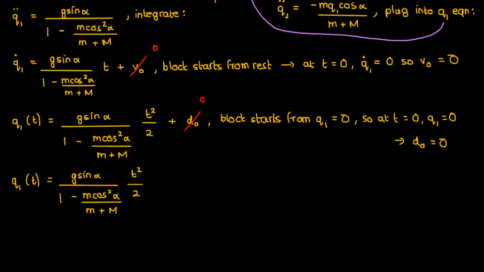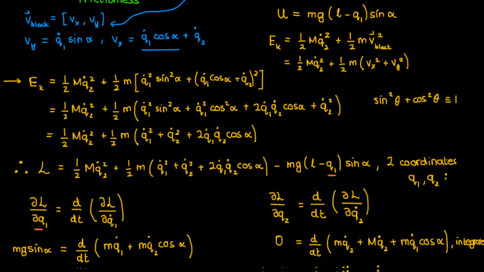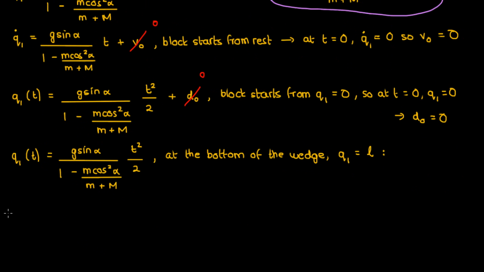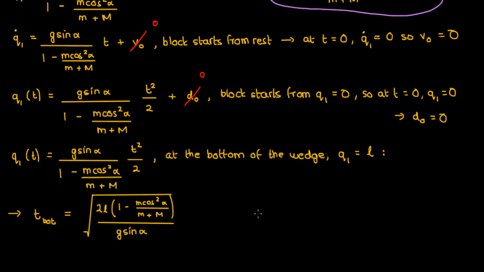Now we can answer the question: at what time does the block reach the bottom of the wedge? Well, we know that at the bottom of the wedge, q1 is L, because L is the length of the inclined surface of the wedge. So all we need to do is substitute q1 equals L and find our time. I trust that you can do the basic algebra and isolate the time, which will turn out to be the square root of 2L times 1 minus m cosine squared alpha over m plus capital M, all over g sine alpha. And this is the time needed for the particle to get to the bottom of the wedge when the wedge has a finite mass and is free to move on a horizontal surface.